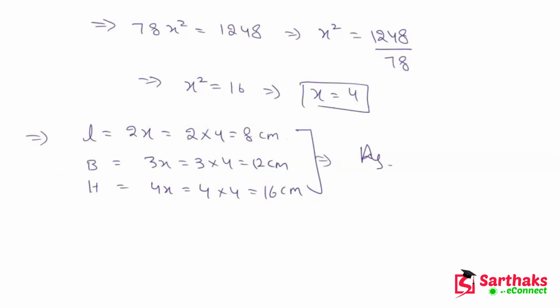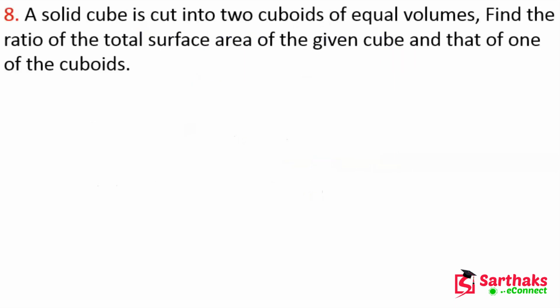Now let's move to the next question. A solid cube is cut into two cuboids of equal volume. Find the ratio of the total surface area of the given cube and that of one of the cuboids.